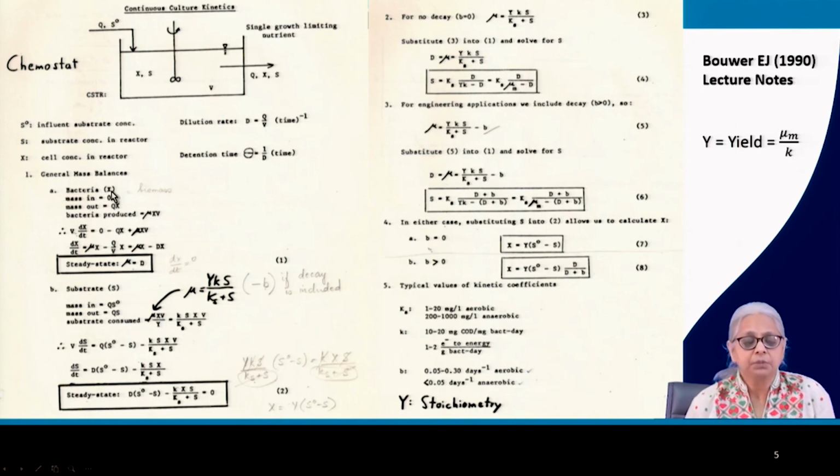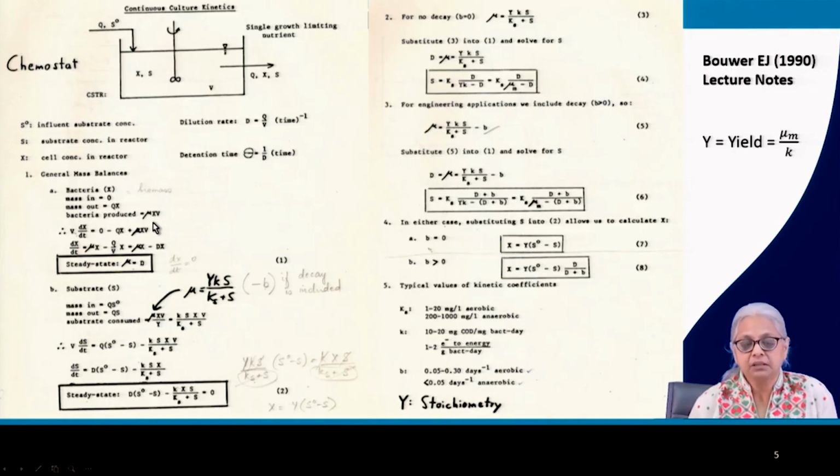So let us do a simple mass balance for the biomass as well as the substrate. If I do a mass balance for the biomass, meaning bacteria, so mass coming in, let's assume that the bacterial concentration coming in is 0. We are inoculating it with a small amount of bacteria, and whatever is coming in with the flow is 0. Mass going out is Q times X, the mass of the bacteria going out of the chemostat. What is being produced within the chemostat is mu times X times V.